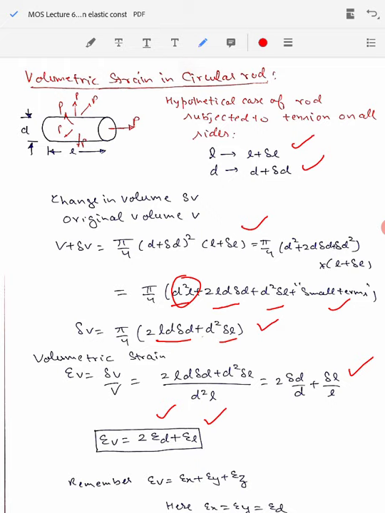If you remember, we had epsilon v is equal to epsilon x plus epsilon y plus epsilon z. Here the y and z directions are both the diameter sides, so they are equal. You can assume that x and y are the diameter sides, so in that case x and y are both equal to epsilon d, and z is equal to epsilon L. That's why you get 2 times epsilon d plus epsilon L in the expression.